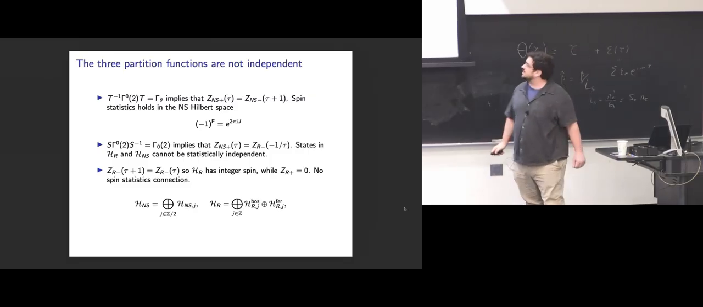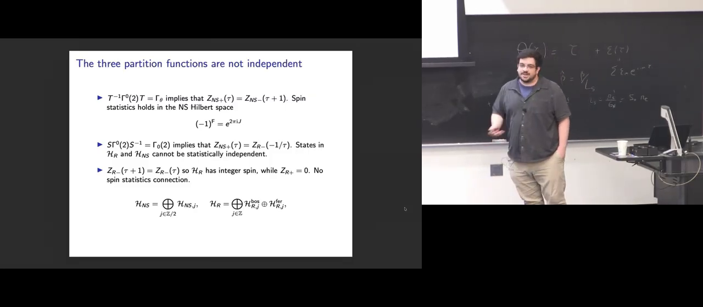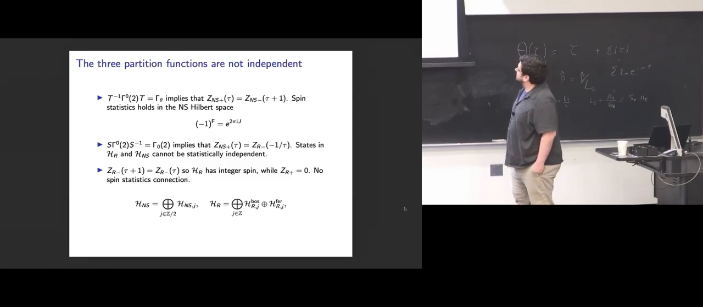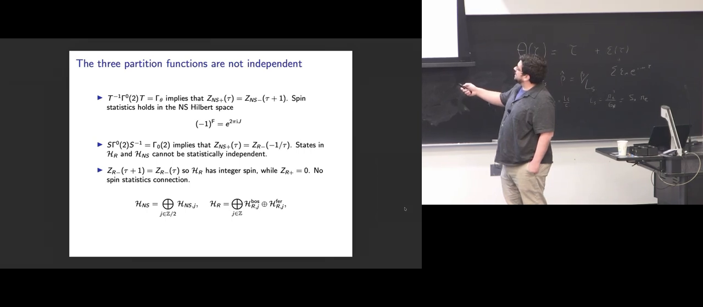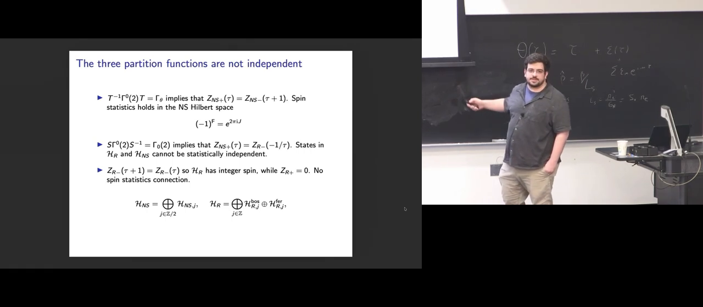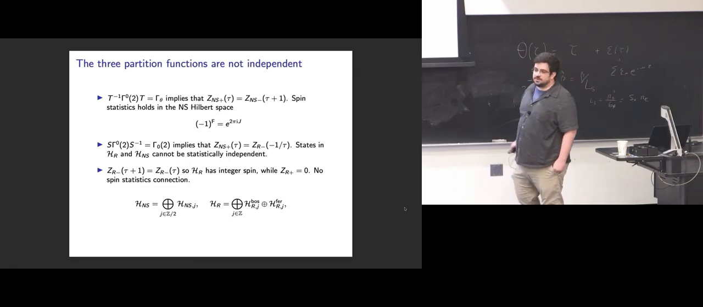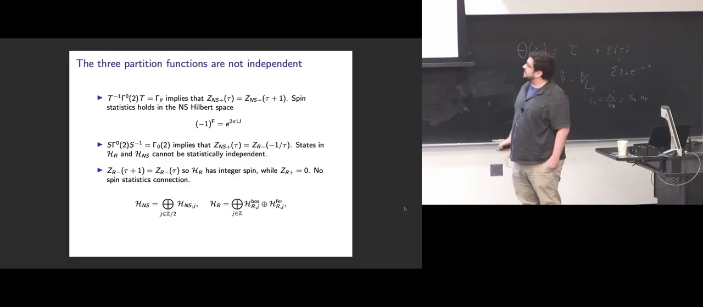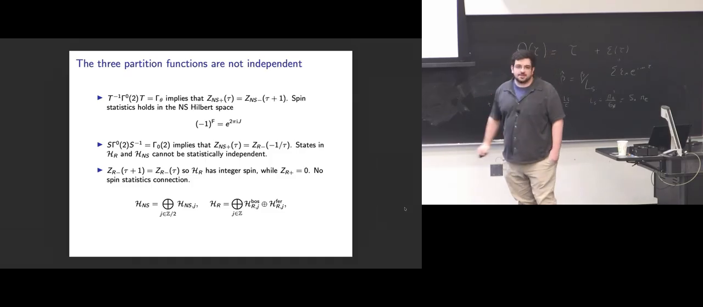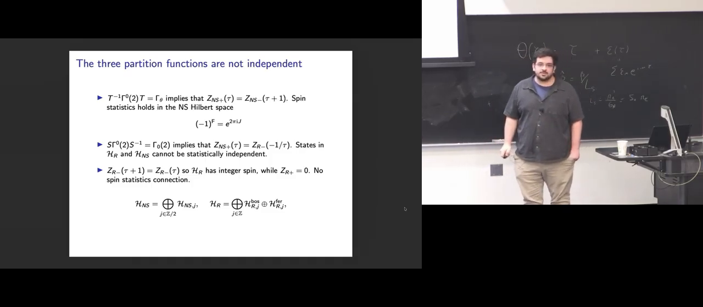Just to remind you some basic facts, these three partition functions are not independent for any 2D CFTs. At the level of gravity, you can see that this is the subgroup connected to NS plus, and this is the subgroup connected to NS minus. The two are equal up to conjugation by T. This is easy to check. So this implies that the partition function with NS plus as a function of tau is equal to the partition function with NS minus at tau plus 1. And shifting tau by 1 is like inserting e to the 2 pi i J. So this proves that in the NS Hilbert space, there is a spin-statistics connection, that (-1) to the fermion parity is connected to the angular momentum in this way.